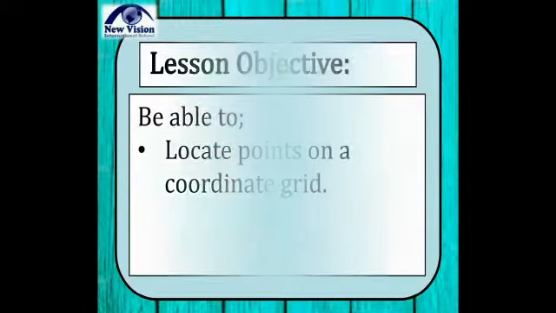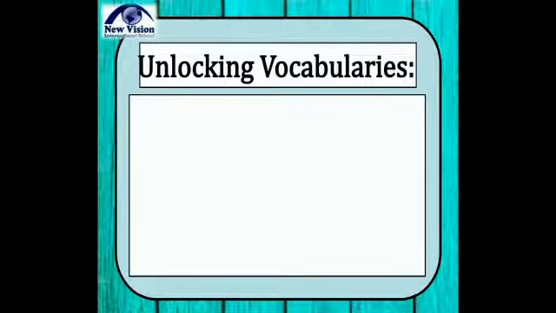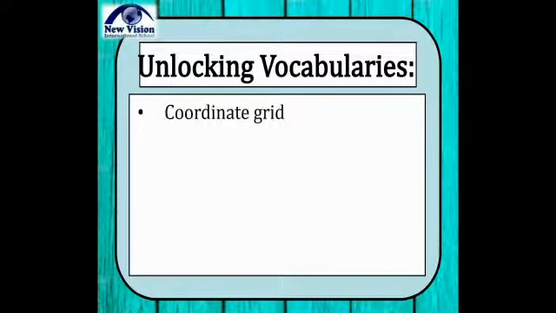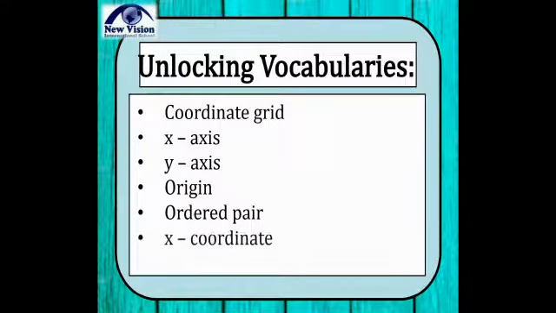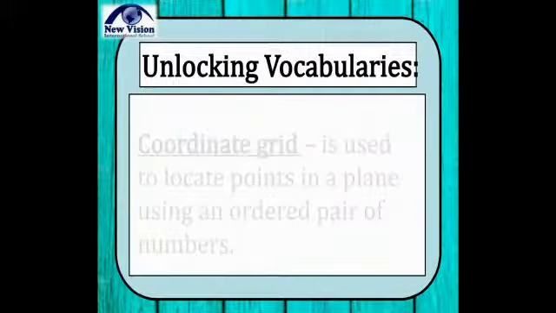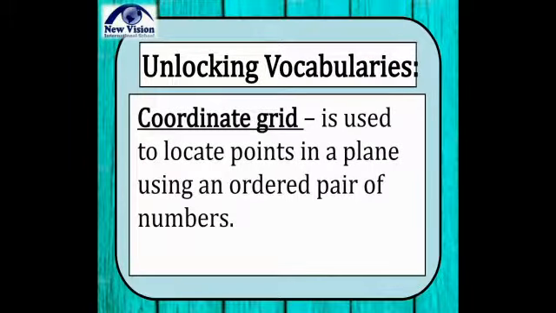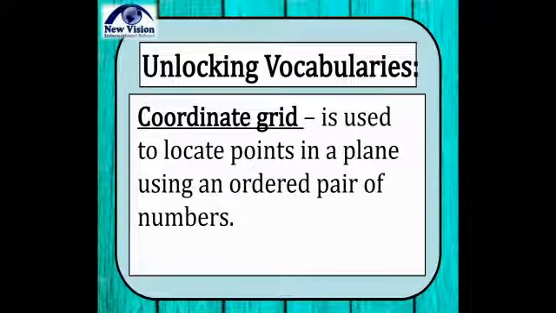Before we move on to our lesson itself, let us unlock the vocabulary terms that we will be using or that will be very helpful for the lesson. So the terms are coordinate grid, x-axis, y-axis, origin, ordered pair, x-coordinate, and y-coordinate. Let's start defining them one by one. First, we have the coordinate grid. It is used to locate points in a plane using an ordered pair of numbers.